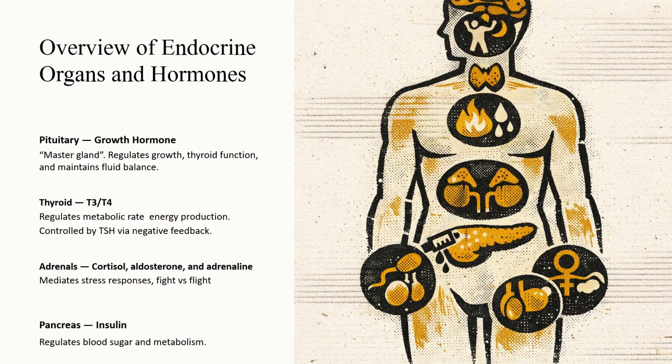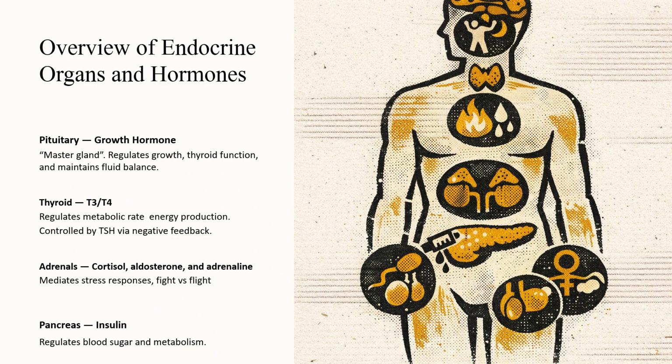It is regulated by the hypothalamus and has two lobes, the anterior pituitary and the posterior pituitary. The posterior pituitary releases antidiuretic hormone, ADH, which helps the kidneys retain water and maintain fluid balance. The anterior pituitary is tied to growth and master control of other endocrine organs.